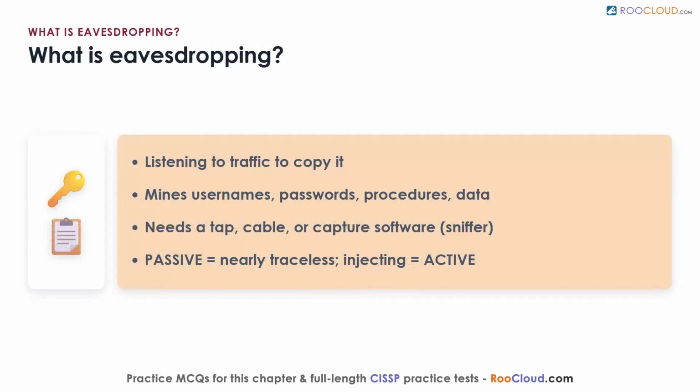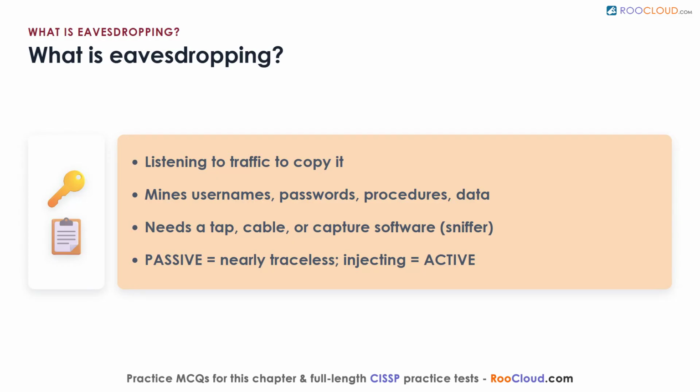What is eavesdropping, and why is it so hard to catch? Eavesdropping is simply listening to traffic in order to copy it, whether by recording it or by pulling the original content out of the stream. Once an attacker holds that copy, they can often mine it for usernames, passwords, procedures, and sensitive data. It usually needs some access to your infrastructure, tapping an open port or cable, or planting capture software, often a sniffer or protocol analyzer. The danger is that pure listening is a passive attack, which leaves almost no trace and is very hard to detect.